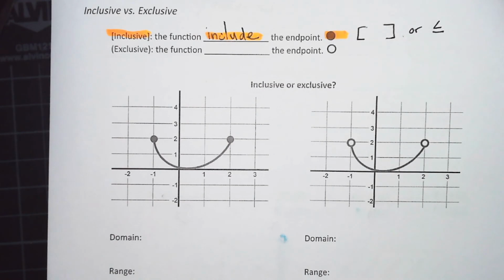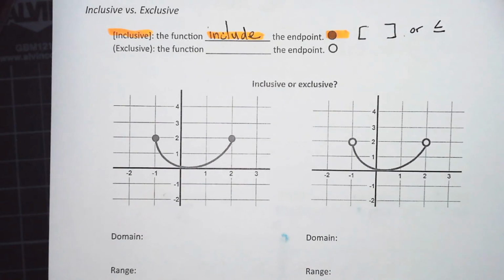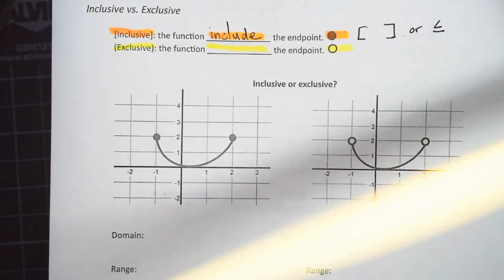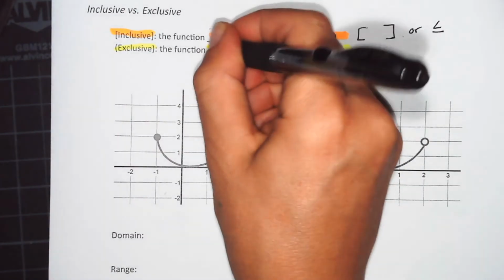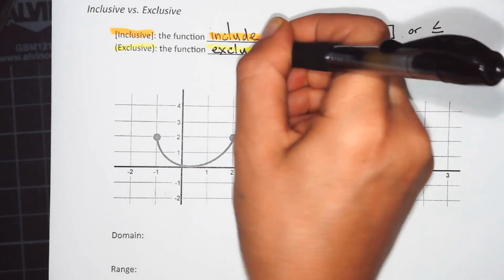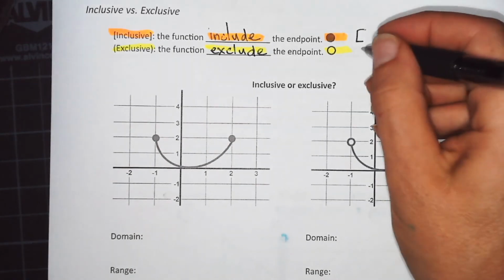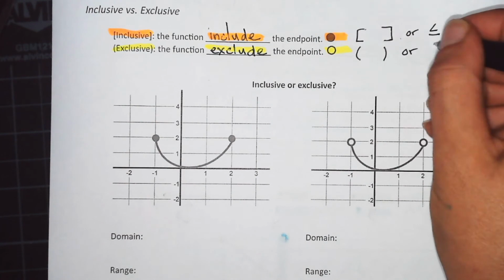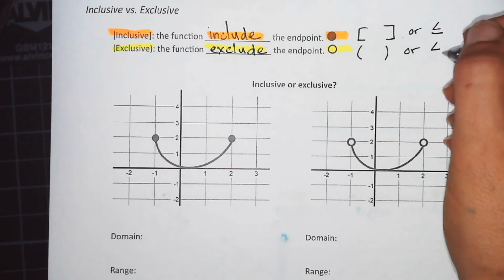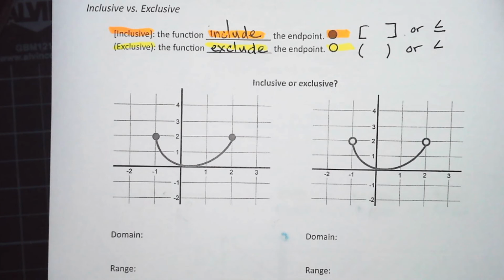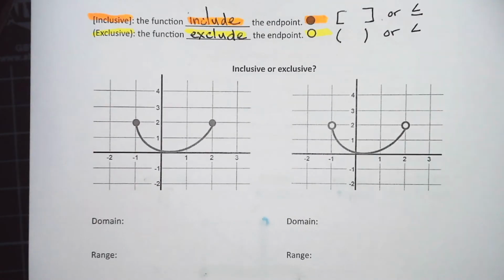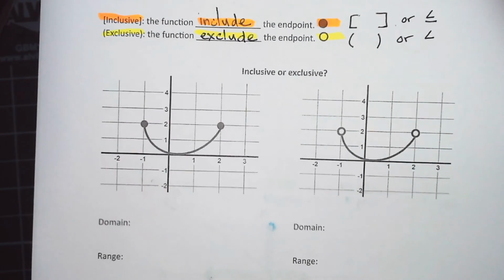If it is exclusive, we're going to exclude the endpoint. We can see that with the open circle. And when that's the case, we're going to use just a parenthesis to mark the ends, or just an inequality that's not also equal to, we're not including. So let's go ahead and look at how that shapes the domain and range of these two examples.